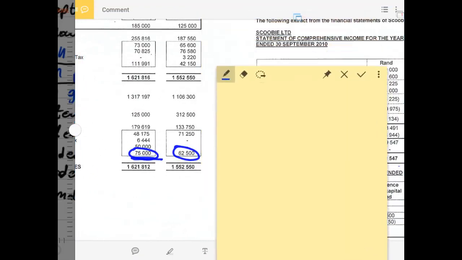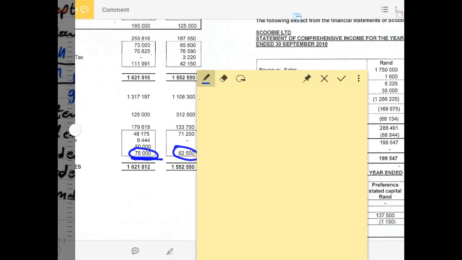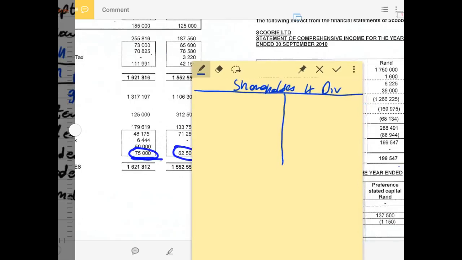We open the ledger account, and the name of the ledger account is shareholders for dividends. We know that shareholders for dividends is a liability account, and the opening balance will be on the credit side, and that opening balance will be 62,500, and the closing balance, which is the balance carried down, will be on the debit side as 75,000.